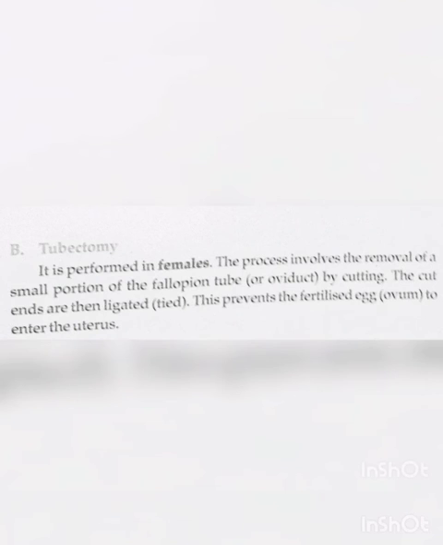Next, tubectomy. It is performed in females. The process involves the removal of a small portion of the fallopian tube or oviduct by cutting. The cut ends are then ligated, tied. This prevents the fertilized egg or ovum from entering the uterus.